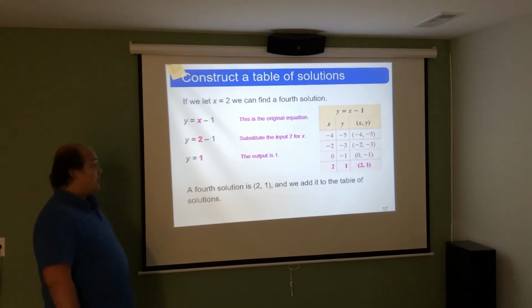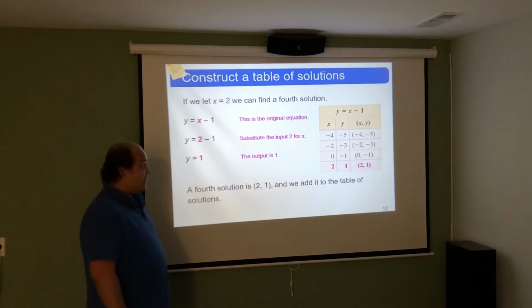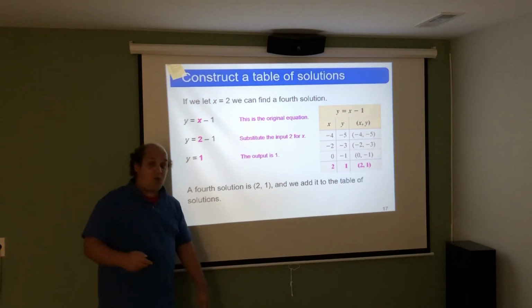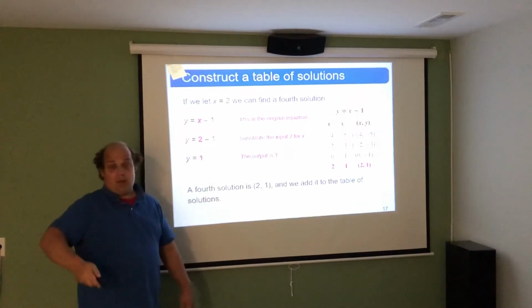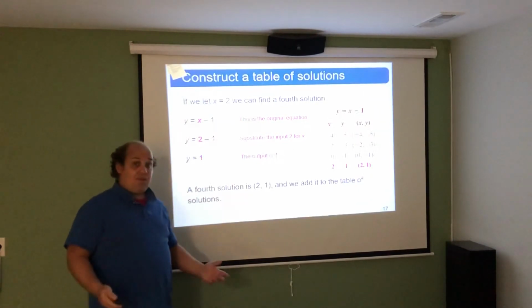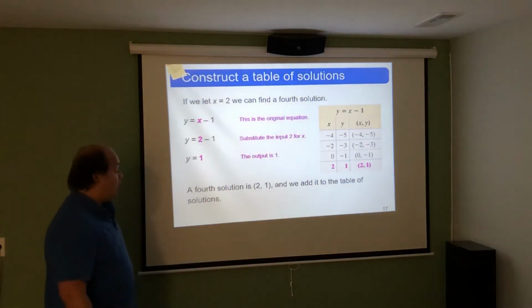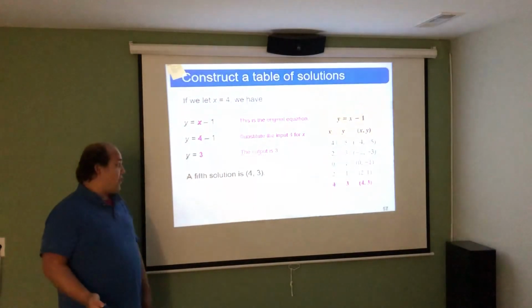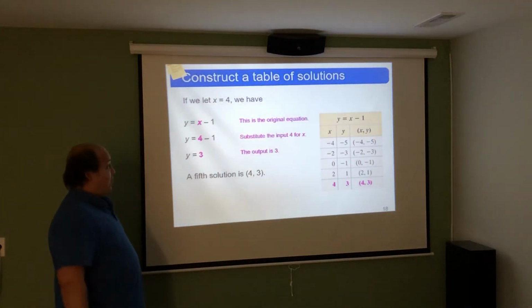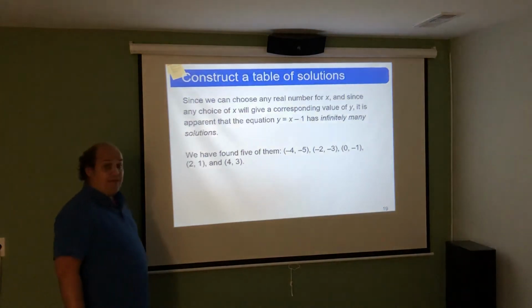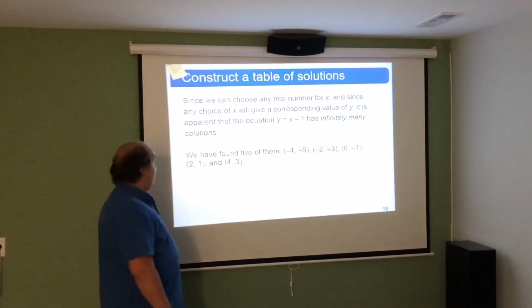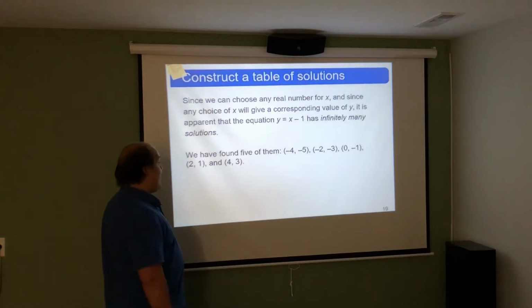Here they do a forced solution, they put in 2 and get back 1, so now they have a complete table where for y equals x minus 1, they have 4 possible x values, which lead to 4 possible y values, and give you 4 ordered pairs as a result, all of which satisfy the original equation. Here they do one more, 4 and 3 also satisfies, so now they have a 5th solution to the equation. Since we get to choose whatever we want for x, all of these are valid. They have found 5 valid solutions.